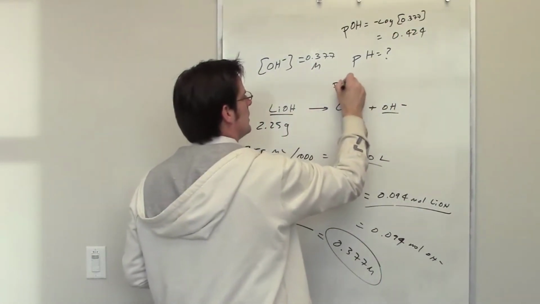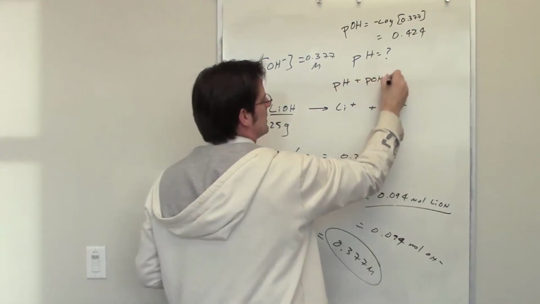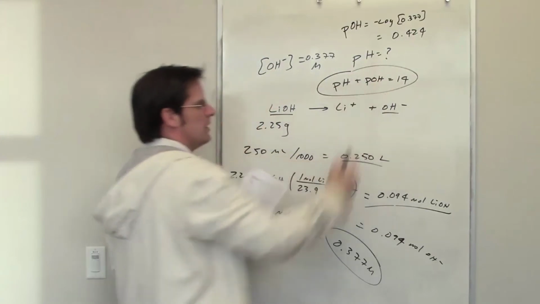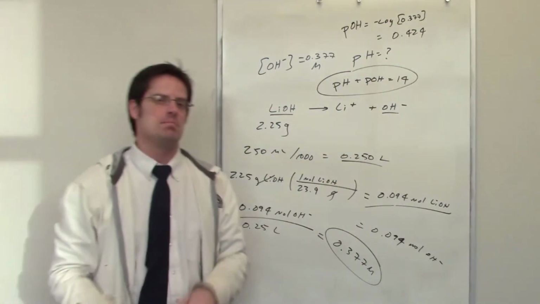How do I get pH out of that? Well, pH plus pOH is equal to 14. I've got my pOH, I throw it in here, rearrange it algebraically, and I can get my pH.